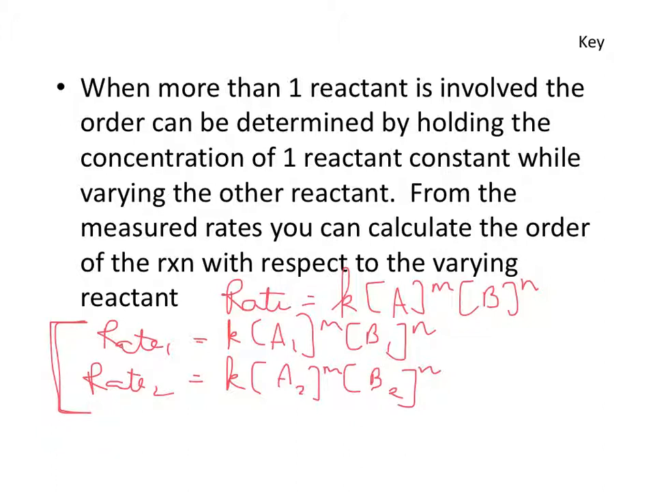The way I want you to look at it, or the way I want you to select the experiments, is I want you to keep one of the concentrations constant. So pick those experiments in which maybe the A is constant, so A1 and A2 are exactly the same value, and maybe B1 varies. The advantage of doing that would be that at any given point of time, the K and the A and the M is going to cancel off. So you would be looking at rates with respect to B only.